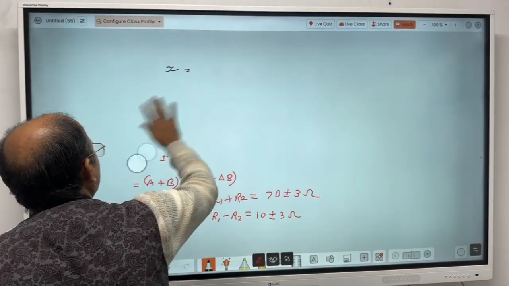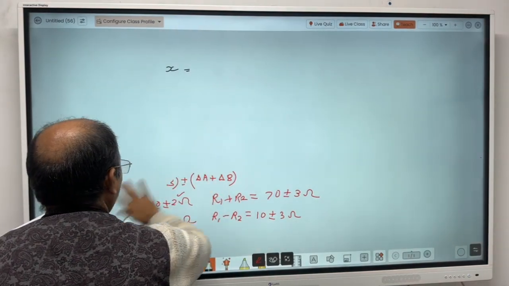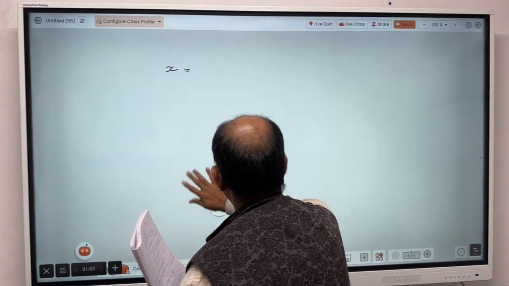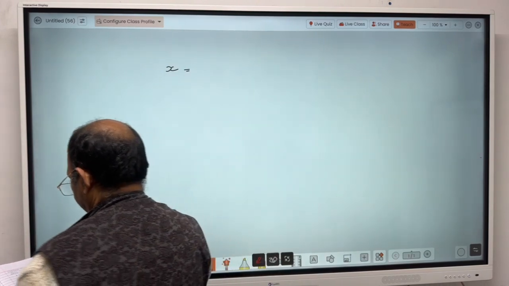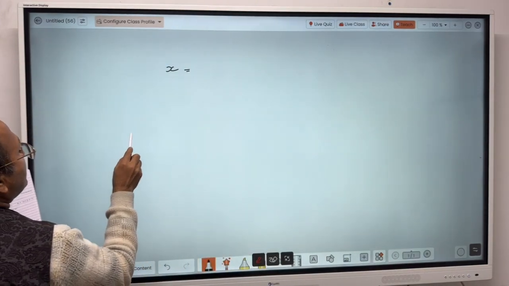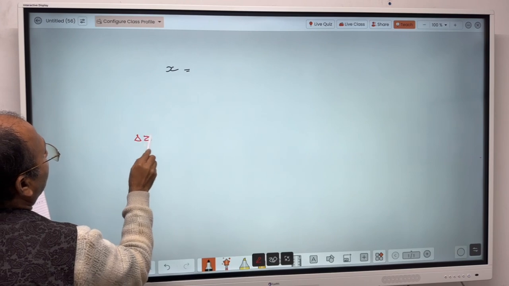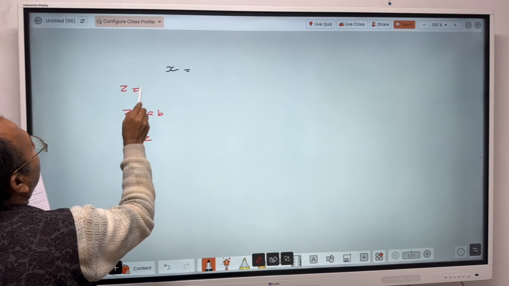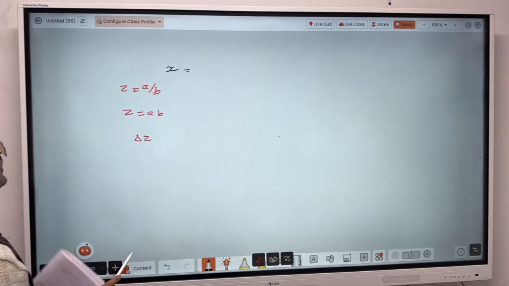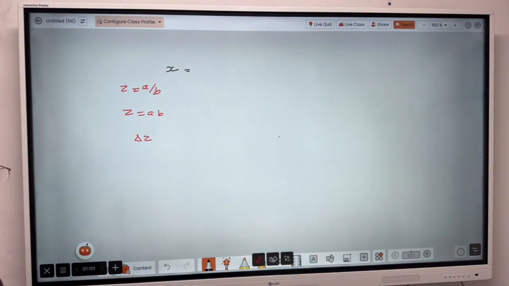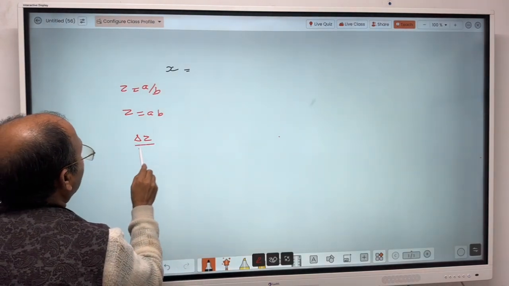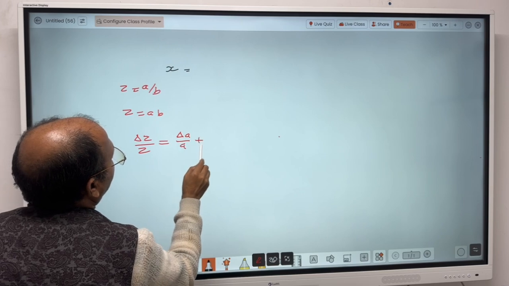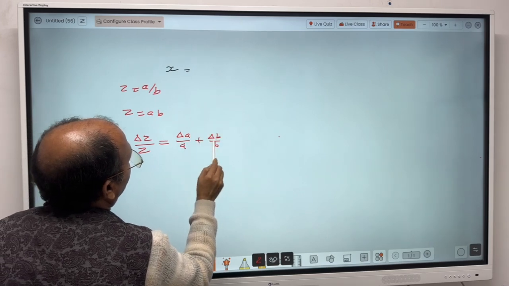Now suppose you are going to multiply or divide. In that case, what happens? In that case, relative error delta Z, where suppose Z is AB, product of two numbers. Similarly, Z can also be written A upon B. So in case of multiplication or division, same process will be adopted. So delta Z upon Z equal to delta A upon A plus delta B upon B.